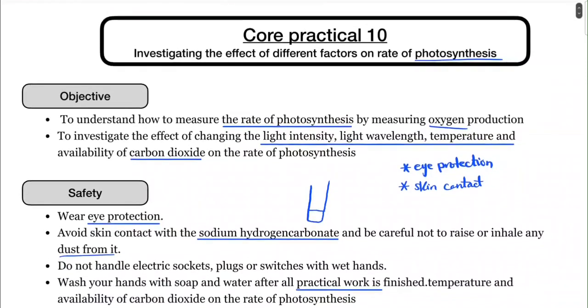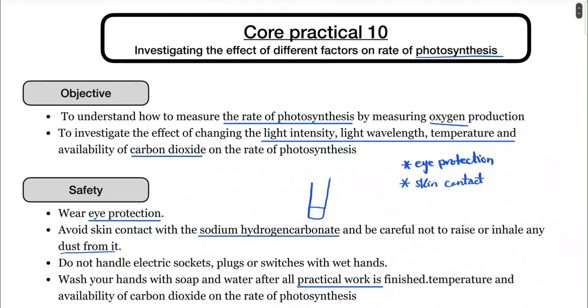So for the safety, I'm gonna look at myself and see what inside me could be changed or could be harmed. My eyes, use eye protection. My skin, avoid skin contact with the sodium hydrogen carbonate. And of course, be careful not to raise or inhale any dust.